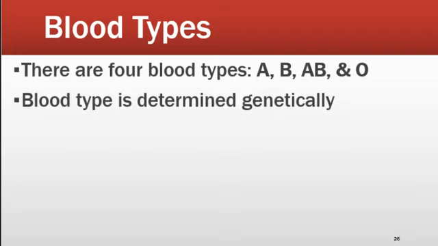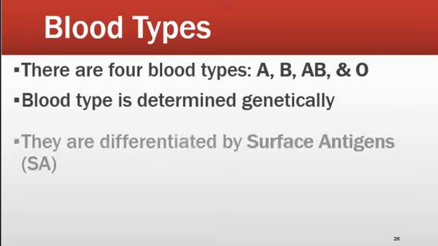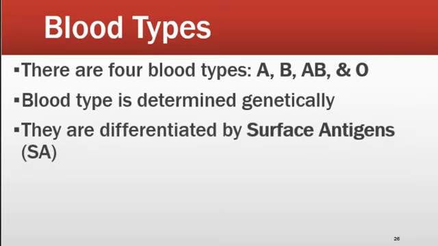It's determined genetically based on what your parents have. They're differentiated by surface antigens. So why do they have the surface antigens they have? We do not know. But if you have type B and I have type O, my surface antigens are different than type B's surface antigens. The outside of it looks different.